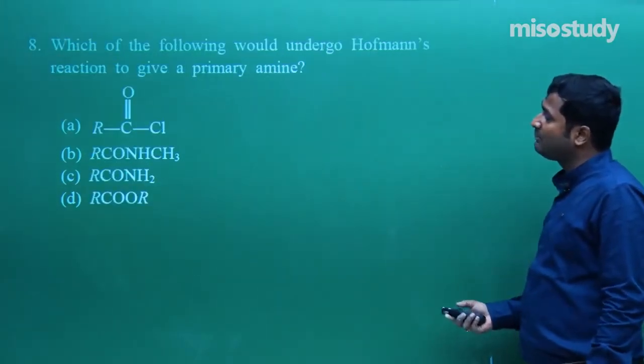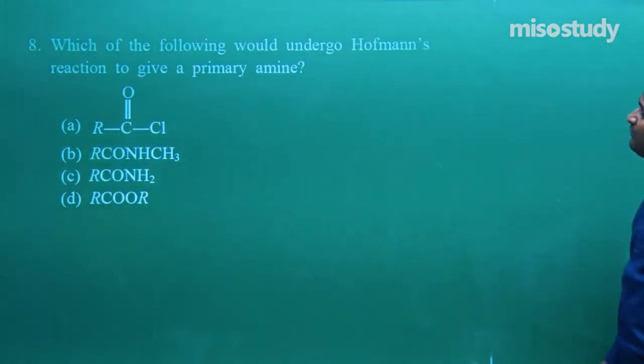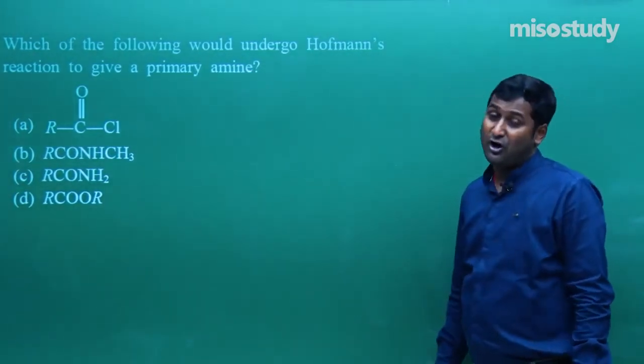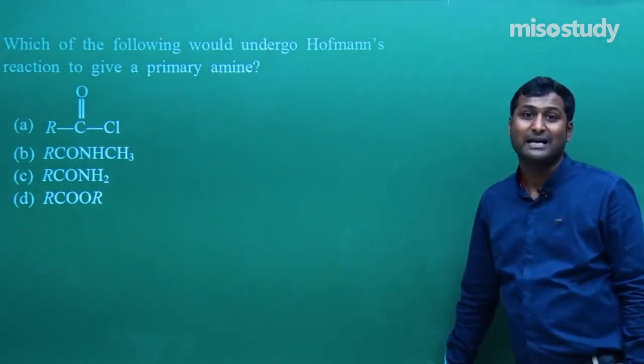That is question number 8. Which of the following would undergo Hofmann reaction to give primary amine? Hofmann, as we know, is the Hofmann degradation reaction of an amide.